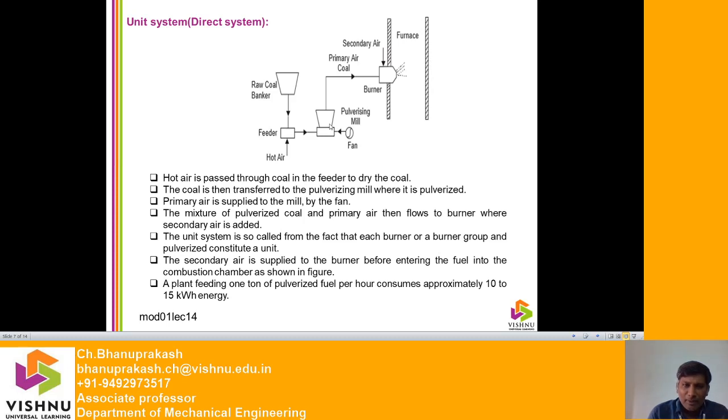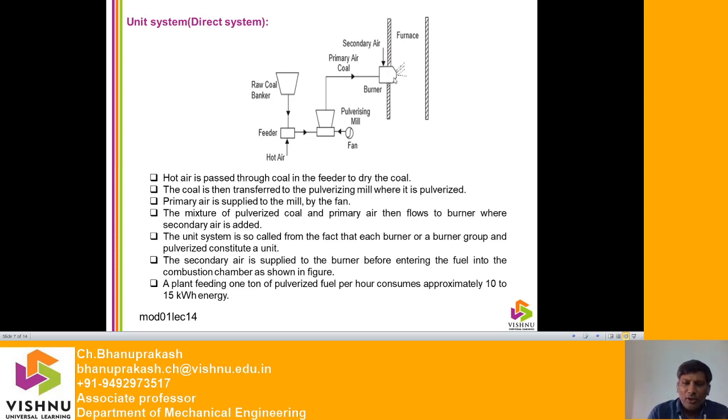See here, the mixture of pulverized coal and primary air then flows to the burner, where secondary air is added for complete combustion of the entire fuel. The unit system is so called because each burner or burner group, not only one, along with its pulverizer constitutes a unit. Here I am showing one burner, but in the earlier slide I showed there are a number of burners. The secondary air is supplied to the burner before the fuel enters the combustion chamber. You can see here.